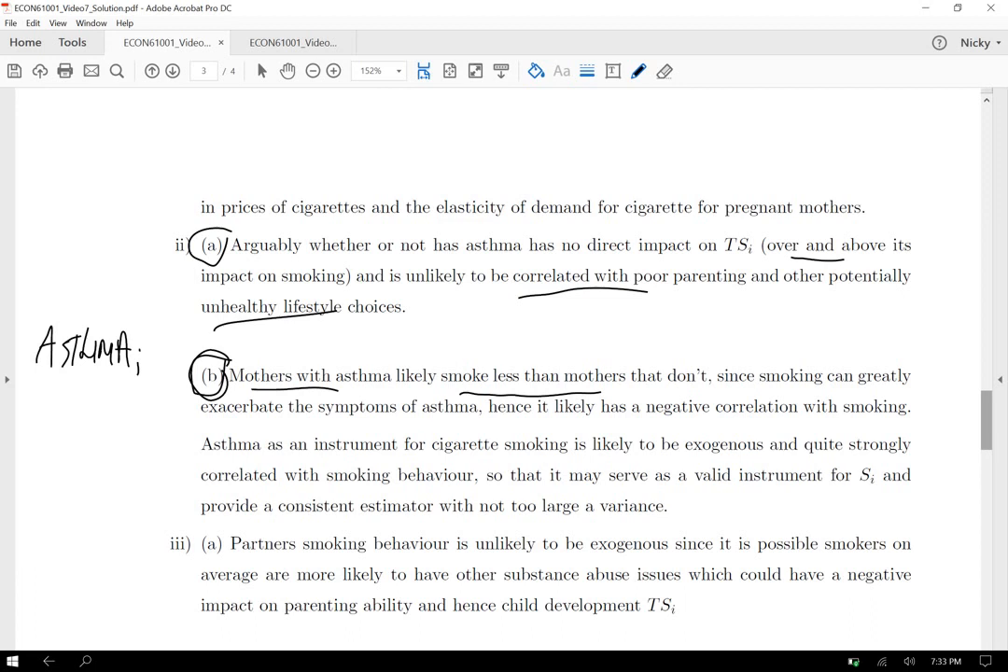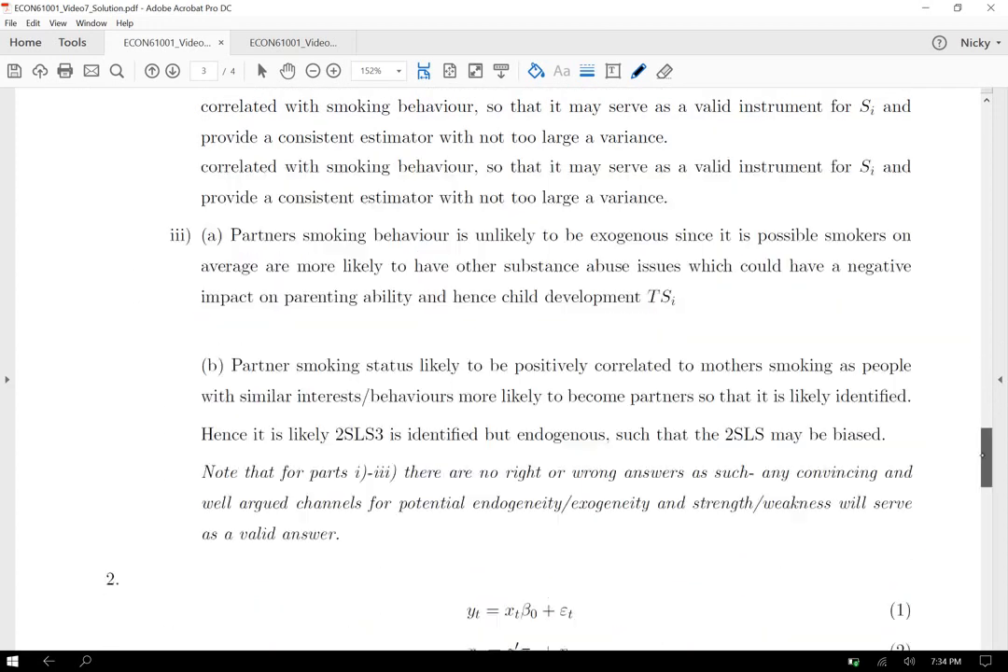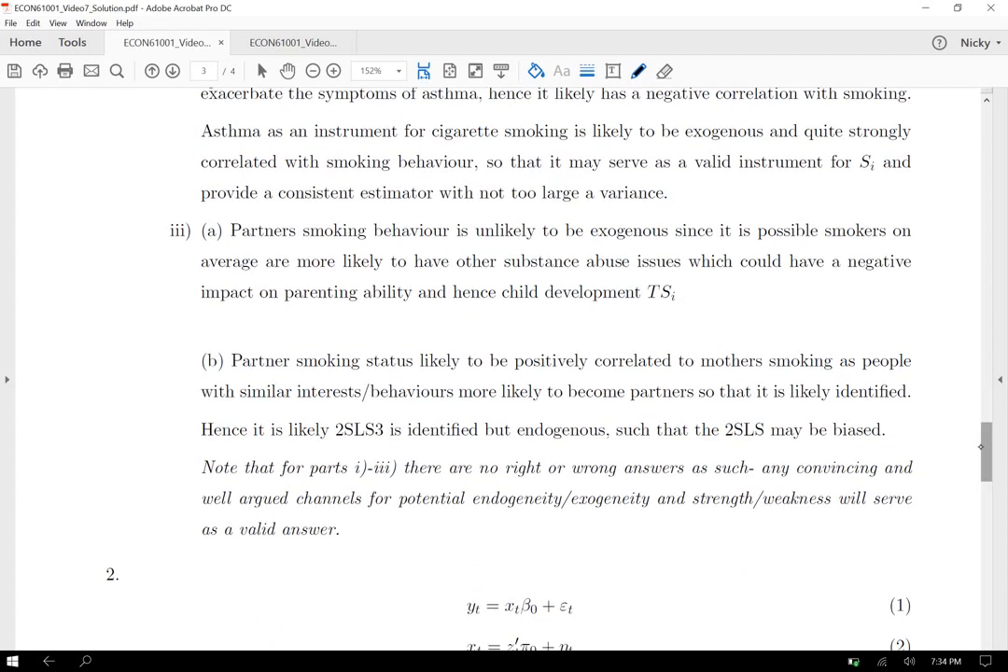So you could maybe think of some factors here, but again, it's more that you just make an argument. So again, there's no right or wrong here. So finally then, you could have whether or not a person has a partner that smokes or not. So we've got the exogeneity and the identification. You could argue that it's likely to be identified.